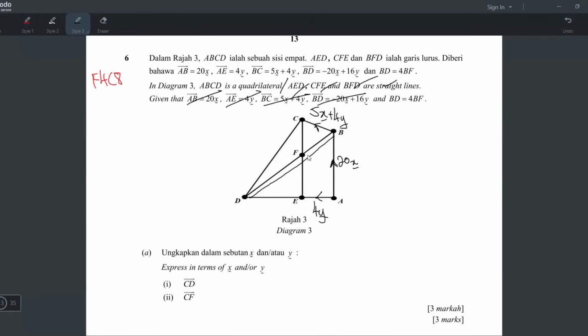So I draw an extra line, and then I label like this. And then I write negative 20x plus 16y. So it's for the whole line BD. Yeah? Okay, next one is BD equals 4 BF.